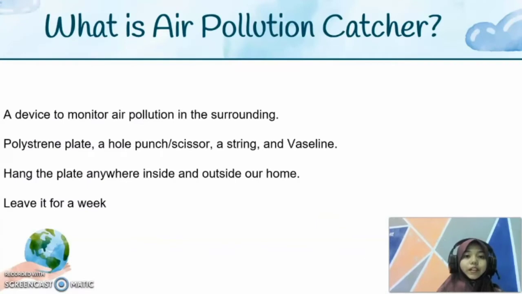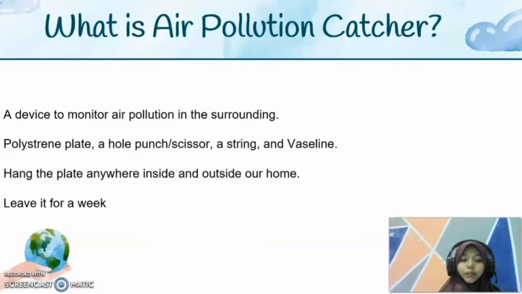Hello, Assalamualaikum. I am Bibiana, and I will explain what exactly an air pollution catcher is. An air pollution catcher is a device to monitor air pollution that happens in our surroundings. To make an air pollution catcher, first we need a polystyrene plate, and then we need a hole punch or a scissor, a string, Vaseline, and also a marker pen. We are going to use these materials to make one pollution catcher. In this case, we need two pollution catchers.